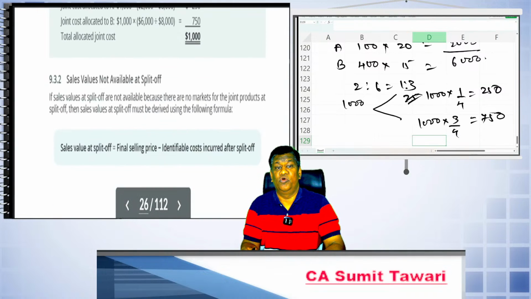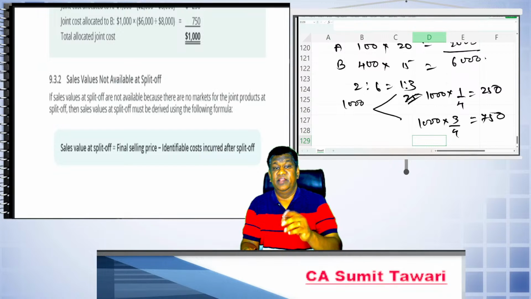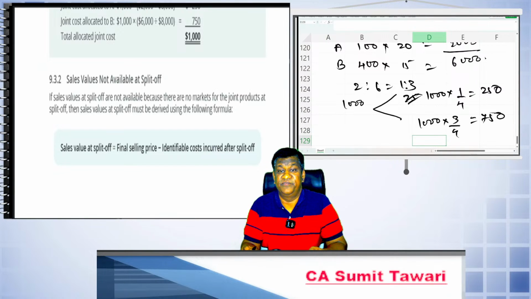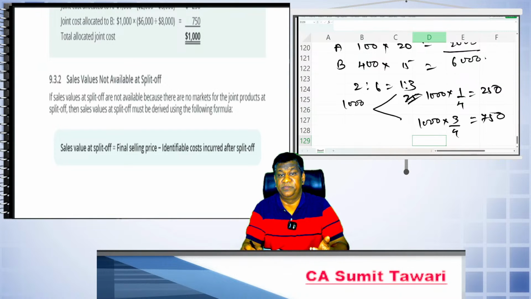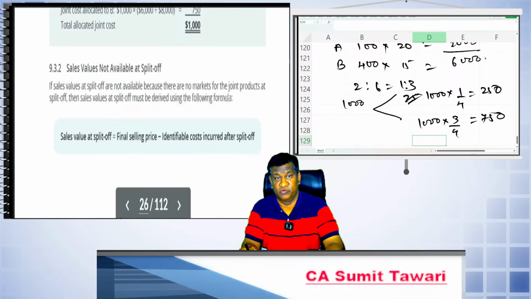If sales value is not available at split off, then use the final selling price minus the identifiable cost incurred after split off. So it is basically whatever the final selling price is, minus separable cost, minus disposal cost.